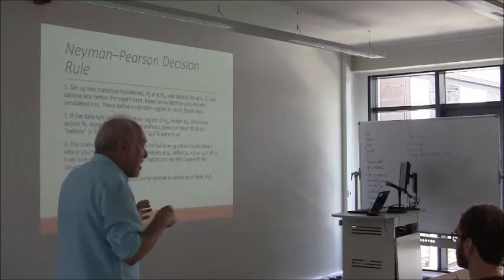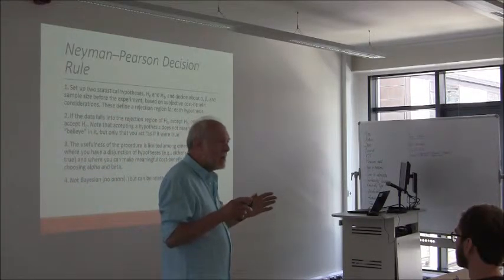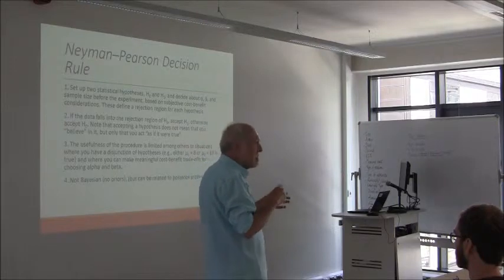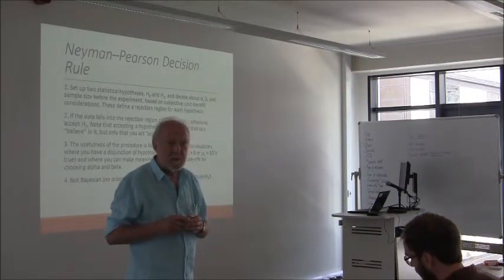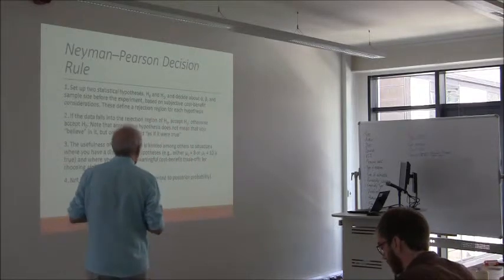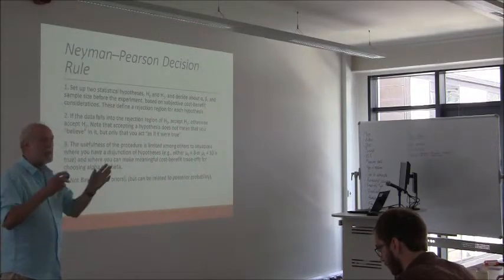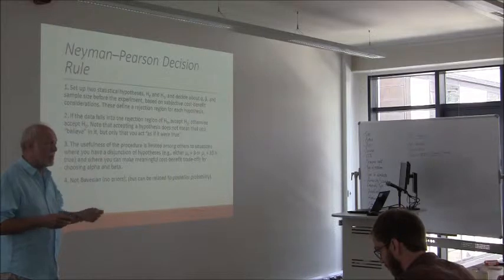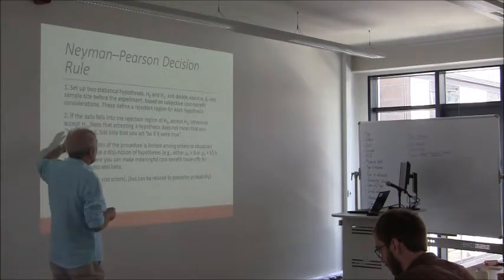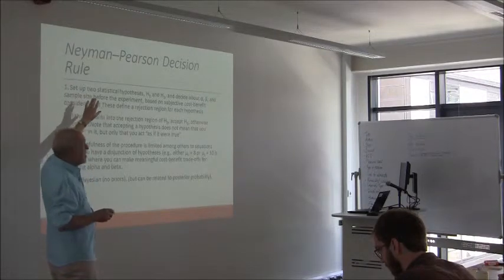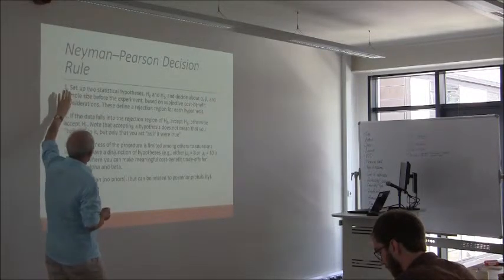And they said you could change alpha if you wanted to. But somehow or other, it got fixed into history that you keep alpha fixed, and that you must fix it before you do the experiment. You all know that. You must set up your alpha and then do your experiment. And then reject, you know, we're not resolving our hypothesis. Now, what they did.